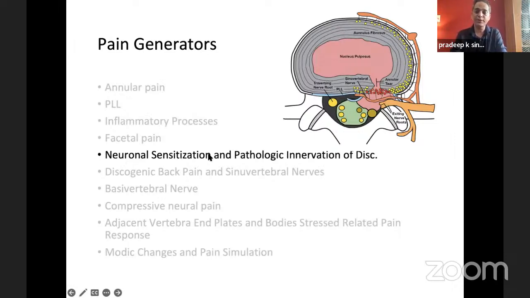Neurotization or neuronal sensitization and pathological innervation of the disc is one of the common things. Whenever we have chronic disc pathology, there would be new vascularization and neurotization, new nerve formation. So sometimes in transforaminal endoscopy, when we try to grab the disc with the forceps, the patient winces or is extremely painful, and it's all because of the neural sensitization of that disc. Also, that disc becomes vascular eventually if it is a chronic one.